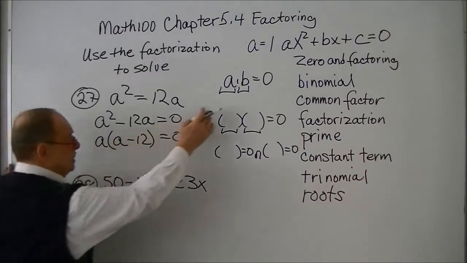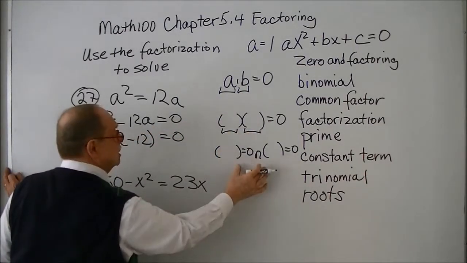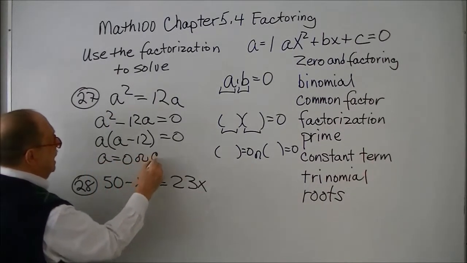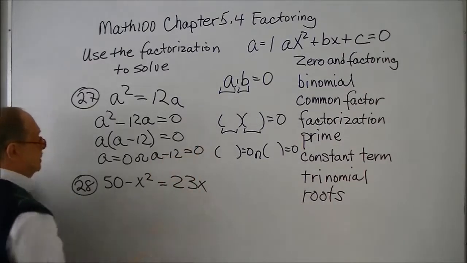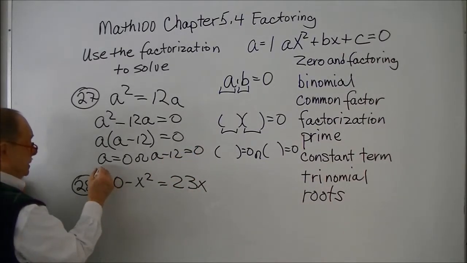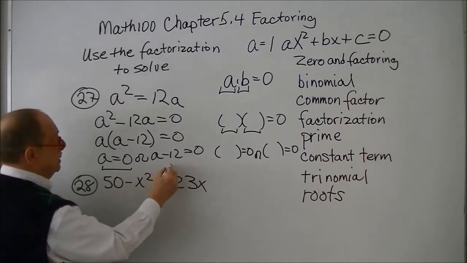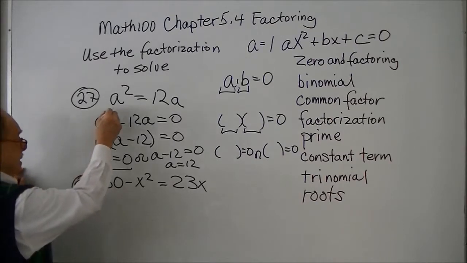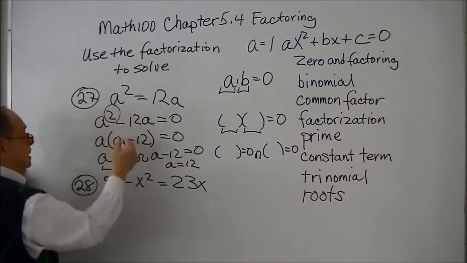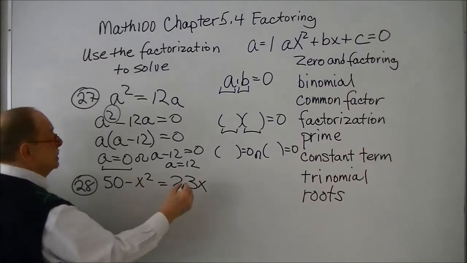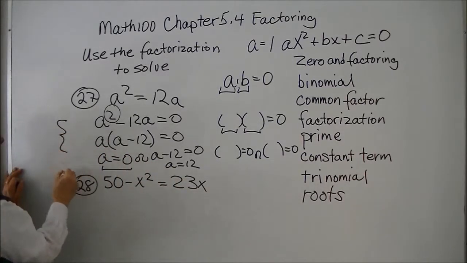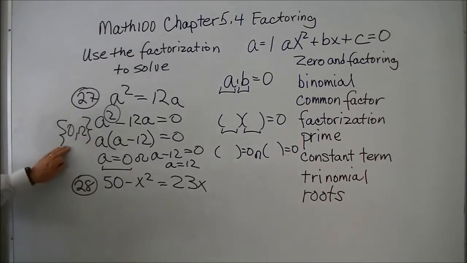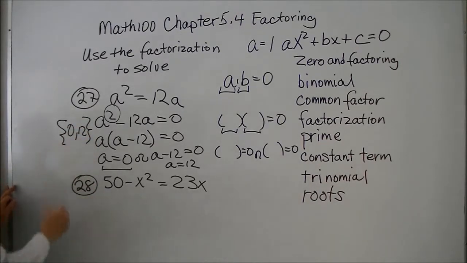Now I can use this principle. So it'll be a equals 0 or a minus 12 equals 0. So this already is a solution, and this will become a equals 12. So again, this is an equation to the second degree, so I need 2 roots, and my answer for this would be a 0 and a 12. A little carried away there.